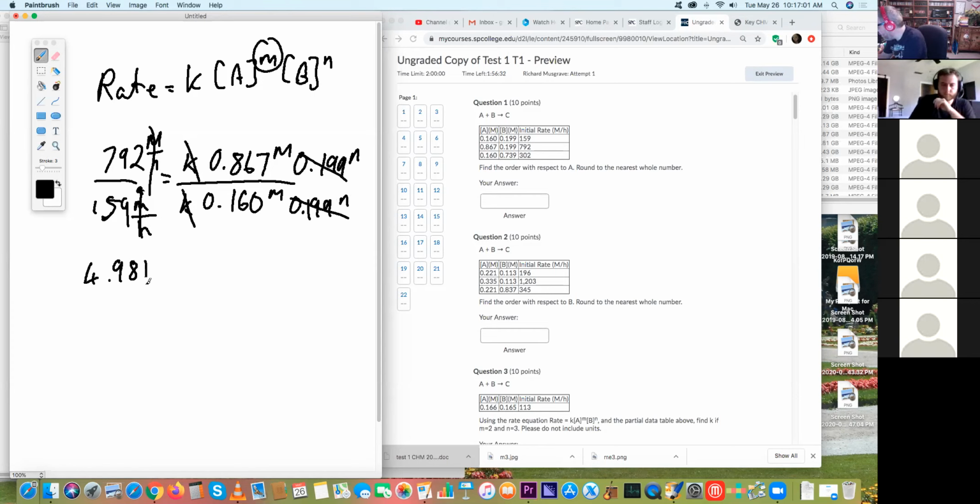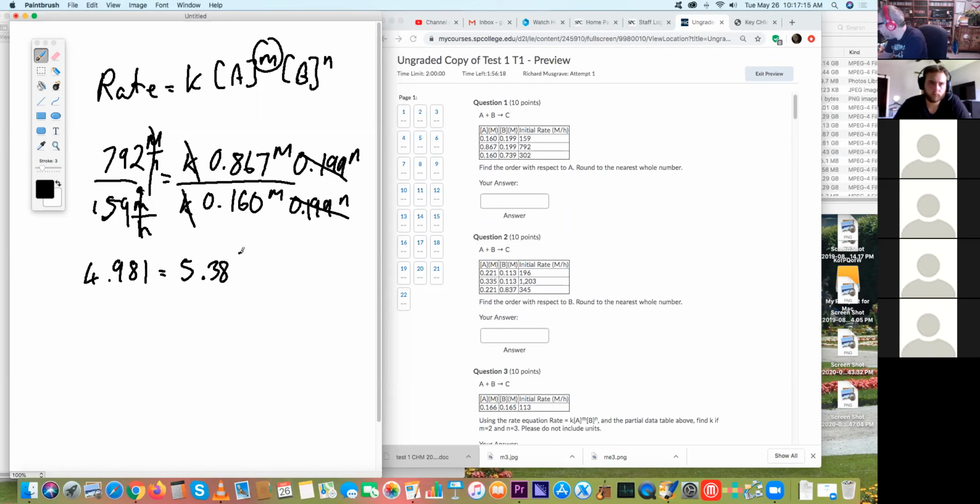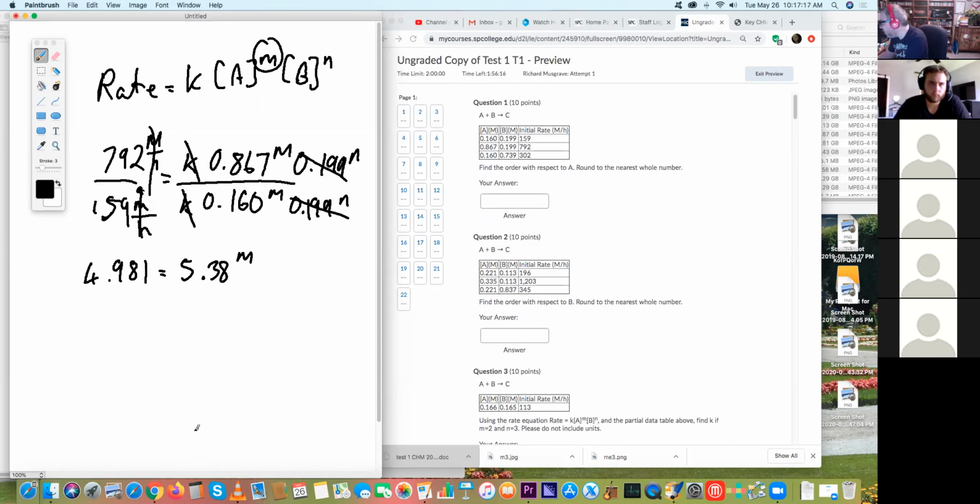Okay. Don't worry about sig figs here because the M value isn't going to have any units or sig figs. Okay. And that equals? 5.38. Okay. I think it's pretty clear what M is going to be here. It's going to be pretty close to 1, but we can verify that by doing M equals log of 4.981 divided by log of 5.38.